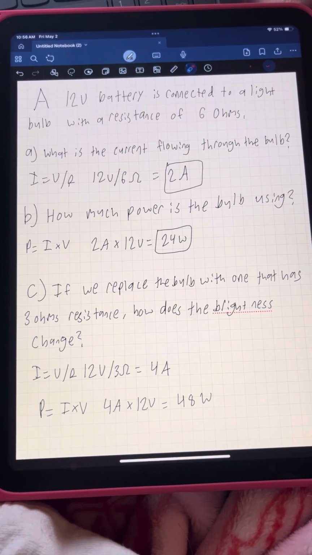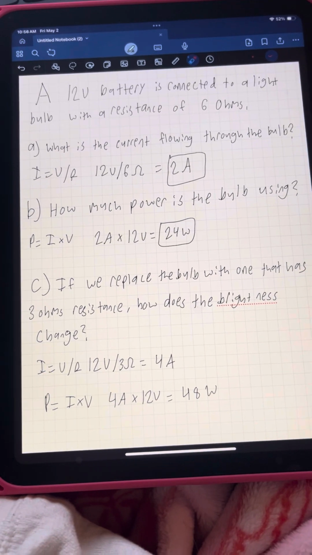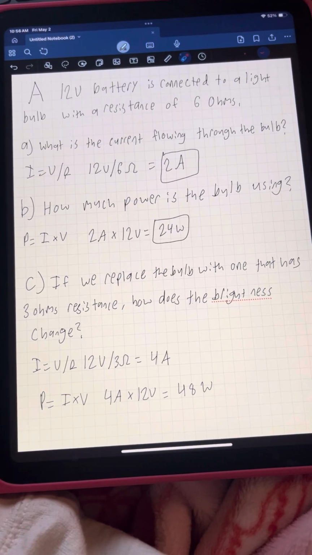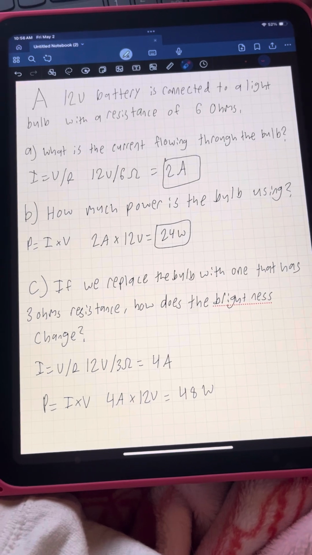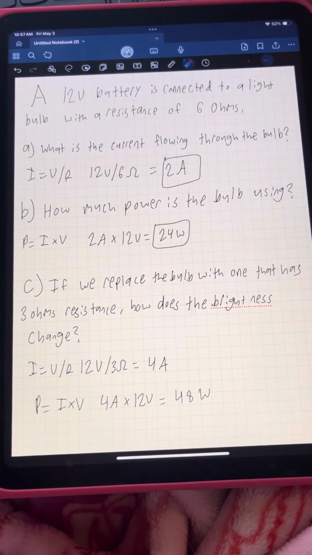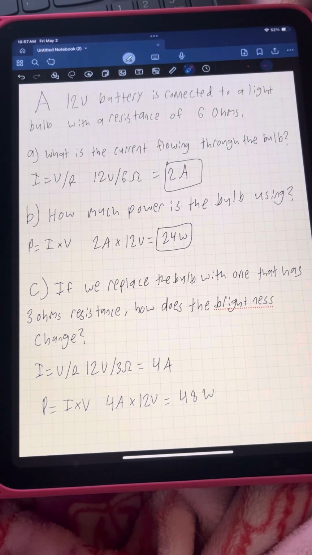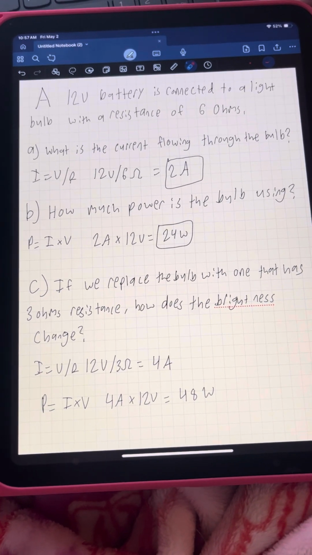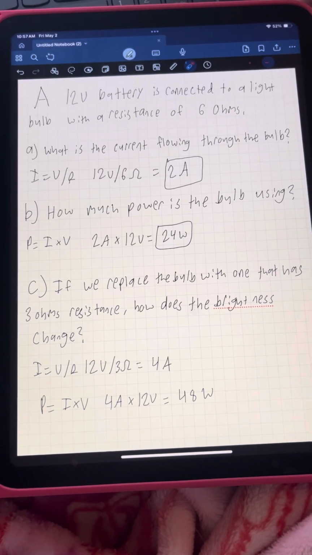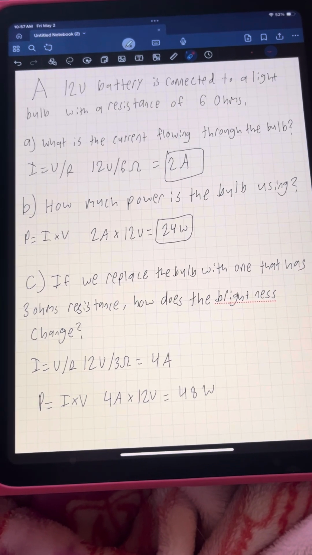Today we're going to be talking about how current affects light bulb brightness. First of all, current has a direct effect on light bulb brightness because the more current there is, that usually means a brighter light bulb, and that happens because the light bulb converts electrical energy into light and heat.